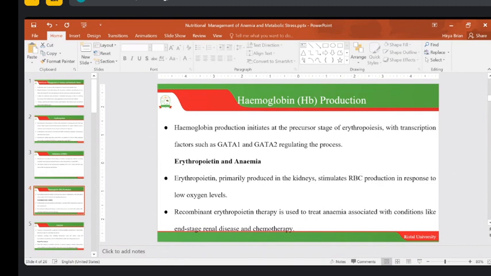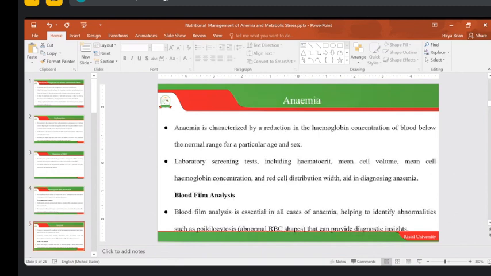So recombinant erythropoietin therapy is used to treat anemia associated with conditions like end-stage renal disease. You remember when we were talking of end-stage renal disease, when we were looking at diseases to do with the kidney and the nephrons, etc. And also chemotherapy when we are treating cancer.